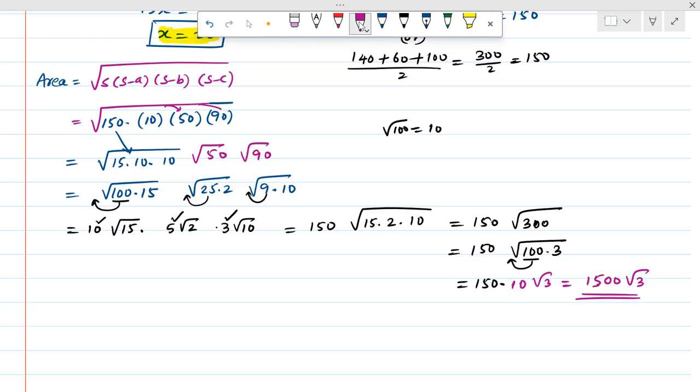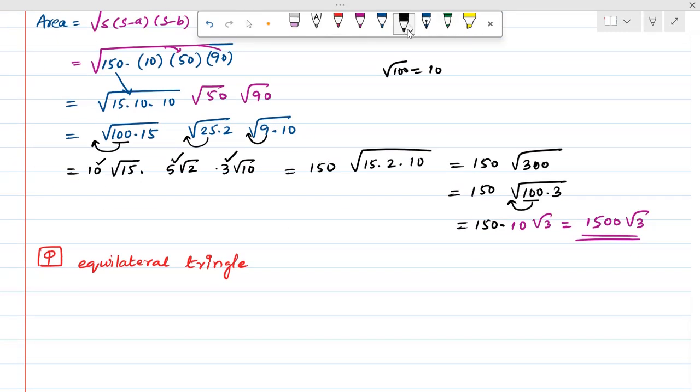So there is one more point. We will try it here. What is an equilateral triangle? What do you mean by an equilateral triangle? All sides will be equal. In an equilateral triangle, all sides will be equal. So it will look like this. See, all sides are the same. Clear?